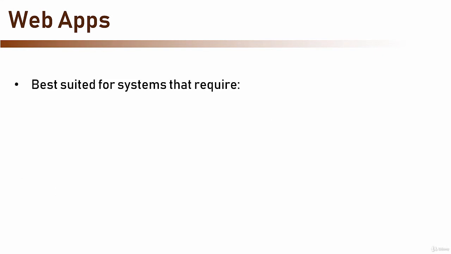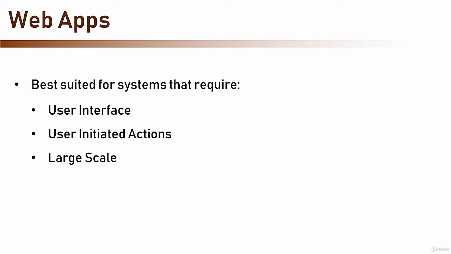Web apps are best for systems that require a user interface for the end user, and user-initiated actions, meaning the user is the one making the request to do something, such as viewing order data, saving a username, and so on. They are also suited to large scale, with a large number of users and a lot of data, and short, focused actions, as opposed to long-running processes. For example, web apps are not a good fit for a process that should crunch billions of numbers and produce business intelligence. For this, there are other kinds of applications.